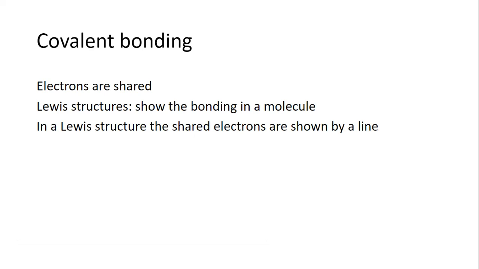So, covalent bonding: electrons are shared in covalent bonding, and what we're going to do today is draw Lewis structures. In Lewis structures, we show the bonding in a molecule. So literally what you're doing is drawing the bonding in the molecule. And in a Lewis structure, the sharing of electrons is shown by a line.